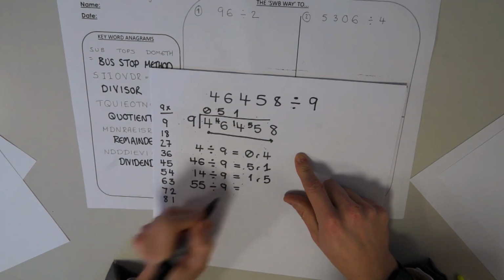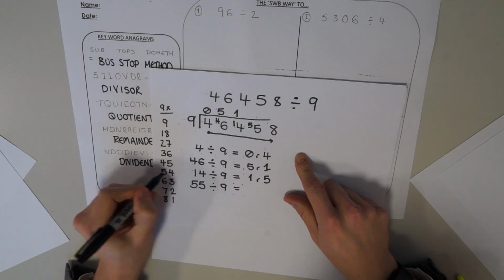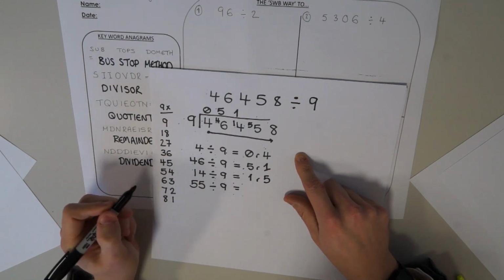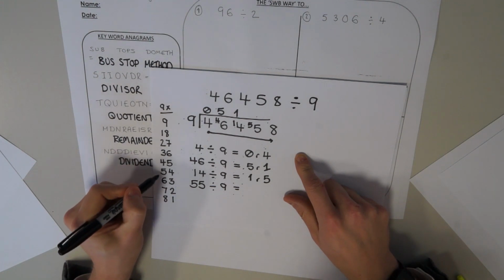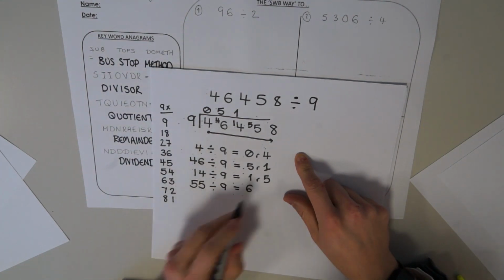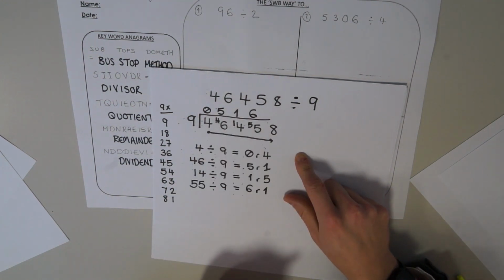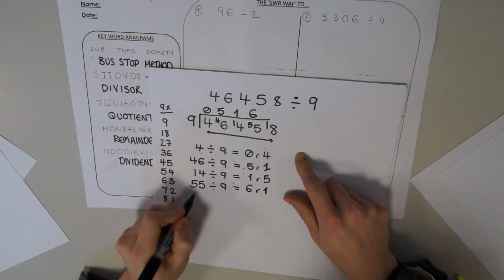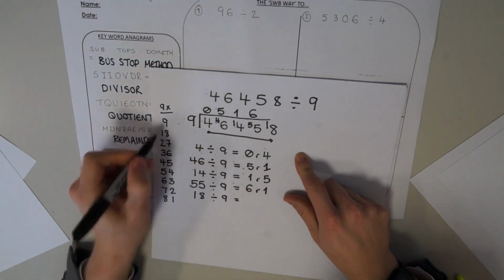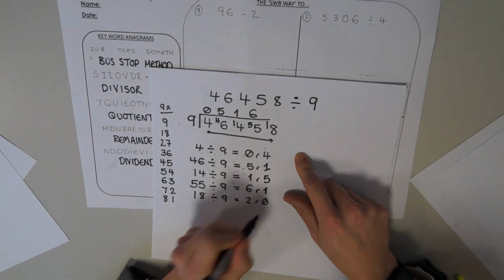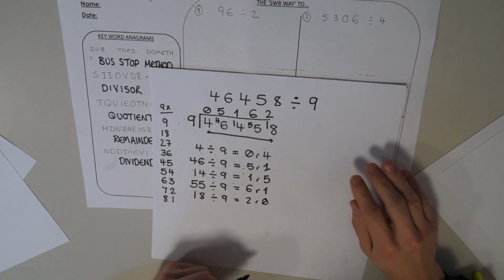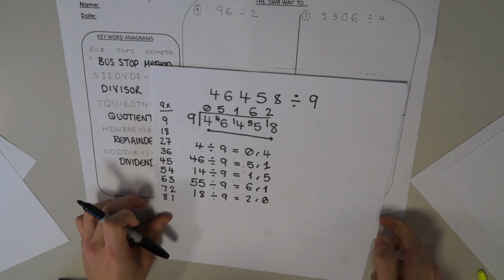55 divided by 9. I look down my list and I can see that 54 is the nearest to 55, that is smaller than 55. 1, 2, 3, 4, 5, 6. So there's a 6, and it's going to be a remainder of 1. So I'm now going to put the 6 above 55, and I'm going to put the remainder of 1 into the next column. Now 9 into 18, so 18 divided by 9 will equal 2, remainder 0. So the answer would be 5162. The last question is question 4, and we're going to do that now.